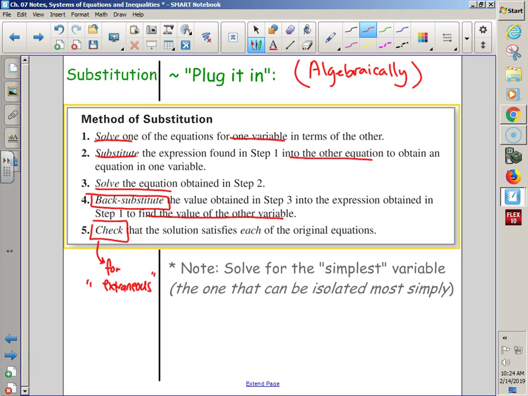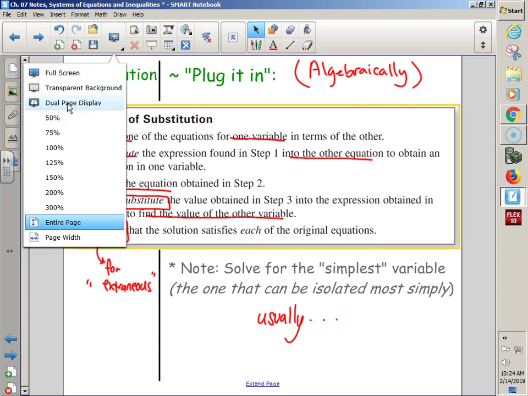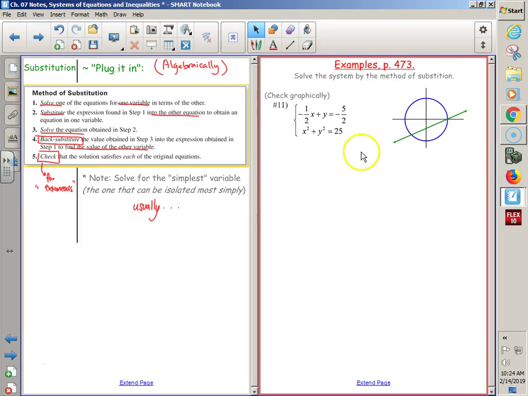My quick little note says solve for the simplest variable, the one that can be isolated most simply. This is what you learned way back in algebra. However, this isn't always the case. I'm going to say usually. Sometimes if you go solving for the simplest, you're going to actually make your life a whole lot harder. Because now we're getting to much more complicated systems than just linear ones.